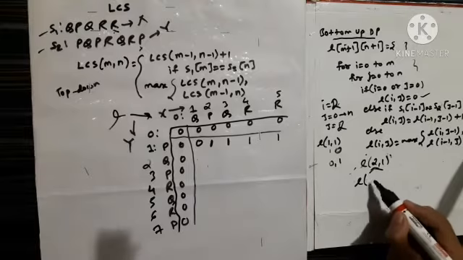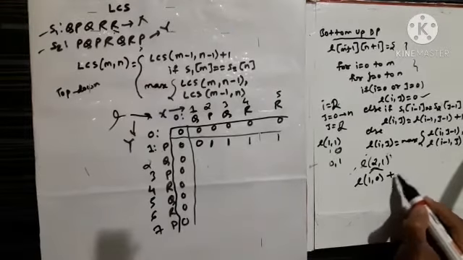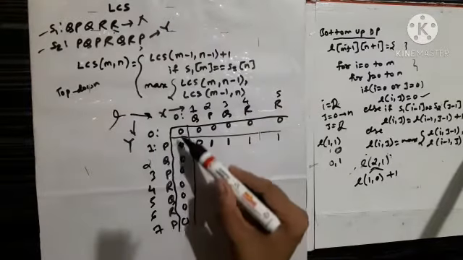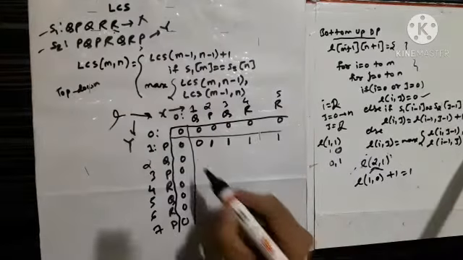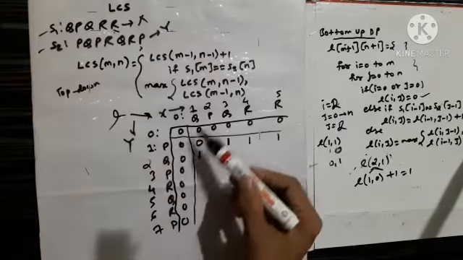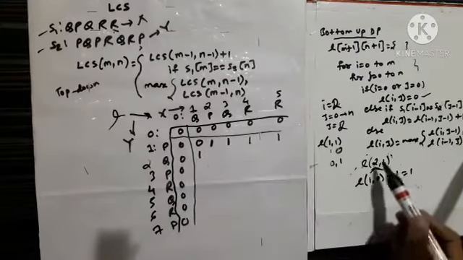It will decrement both of these, that is 1 comma 0, and it will add 1. So what is the value at 1 comma 0? At 1 comma 0, it is 0, so 0 plus 1 is 1, so it will assign 1, because you can see there is a matching character. So the last character of this string matches.